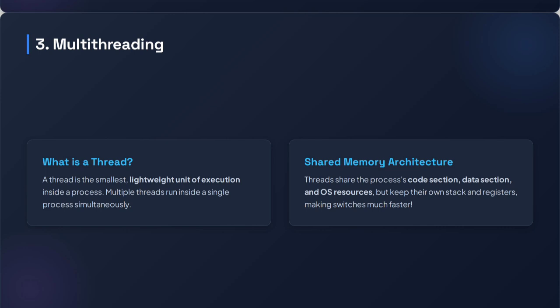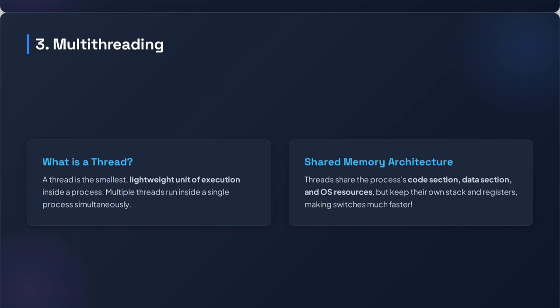Multi-threading is an execution model where a single process is divided into smaller execution units called threads, which run concurrently and share the same memory space. How does it work?